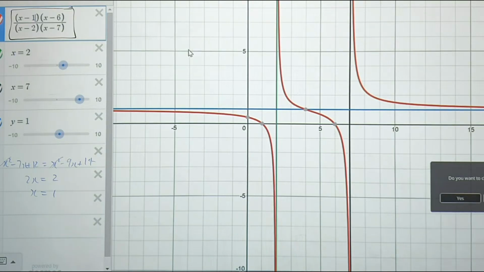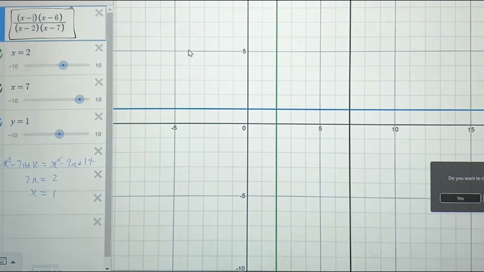Now, does it look like they intersect with the line y equals 1? No. What if I do this down?